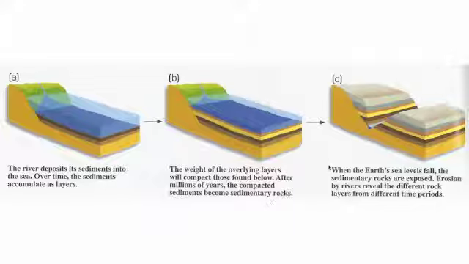As the Earth's sea levels fall, the sedimentary rocks are exposed. Erosion by rivers will thereby reveal the different rock layers from different time periods. Isn't that interesting? Let's take a look at some samples.